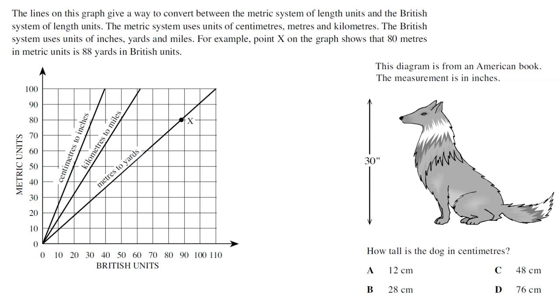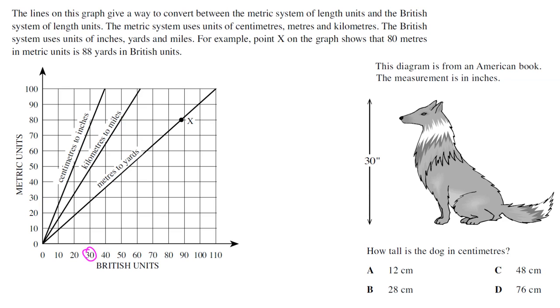This diagram is from an American book. The measurement is in inches, so 30 inches. How tall is the dog in centimetres? Okay, so we're using inches, and we have to convert from the British unit of inches to centimetres, which is a metric unit. So we'll go along the bottom and find 30.